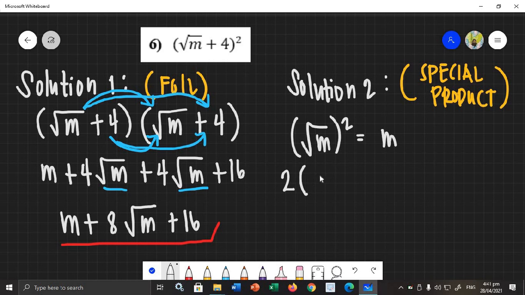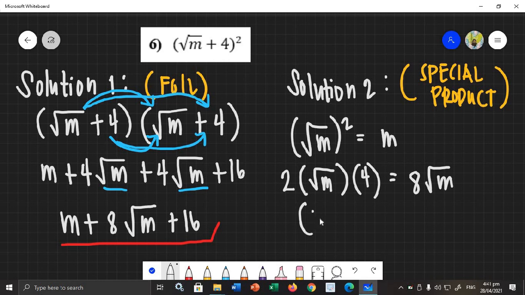Okay? And then the second step is double the product of the terms. So, 2, kasi double, di ba? Multiply daw natin si 2 kasi double. So, we need to multiply them by 2. Multiply natin si 2 kay square root of m and 4. Double the product of the terms in the given binomial. Okay? So, 2 times square root of m times 4, the answer is 8 square root of m. And then, square the last term in the binomial. So, we have 4 squared, that is simply 16.